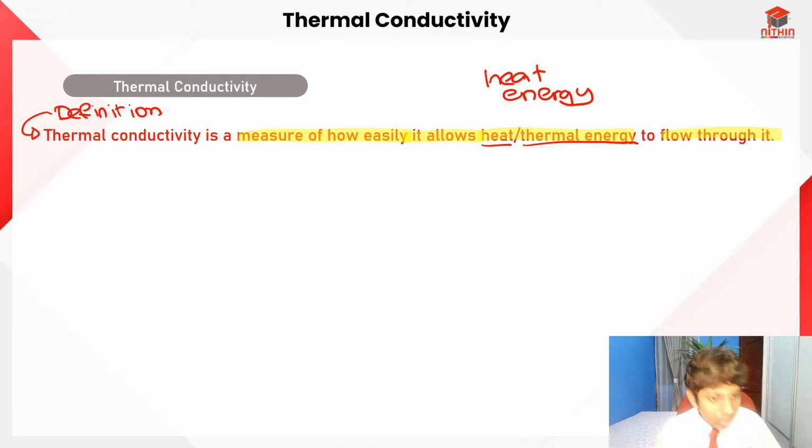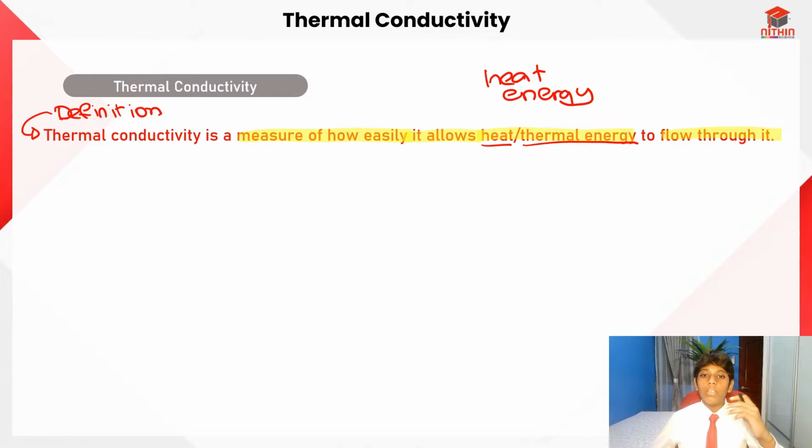Okay? So when you're writing your answers in exams, please do not use the term heat energy. So do not write "is a measure of how easily it allows heat energy to flow through it", okay? Because this is wrong in secondary school. In primary school, they might not have penalized you for this kind of error, but in secondary school, they do. So you should not use the word heat energy.